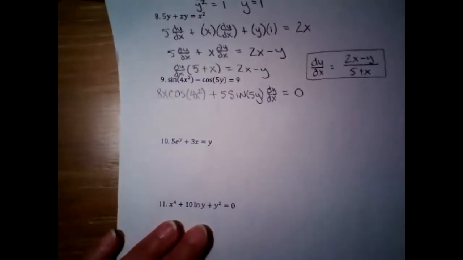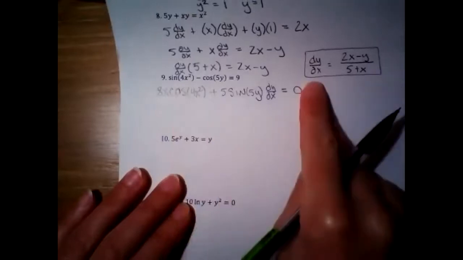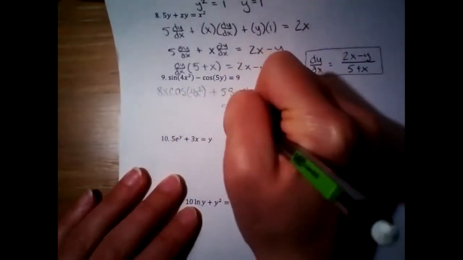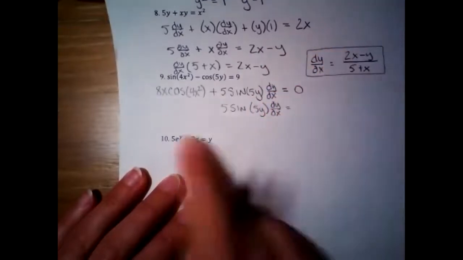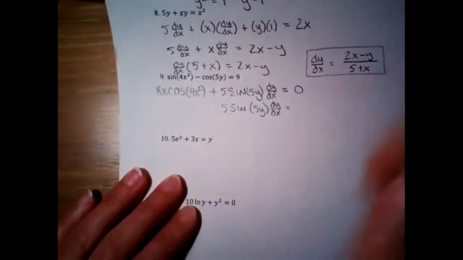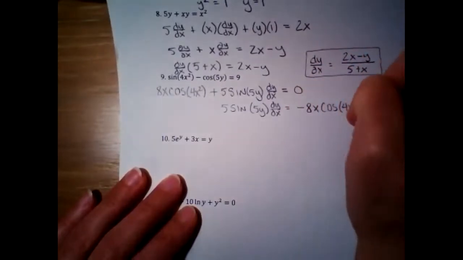So that's all the calculus. Now we're just trying to get dy dx by itself. I'm going to subtract all of this over. So this is, you have to not be lazy because this is a good bit of writing. I'm going to subtract this to the other side. So it'll be negative 8x cosine 4x squared.